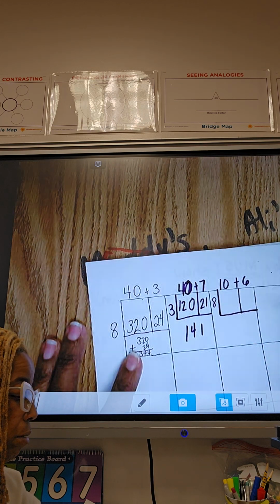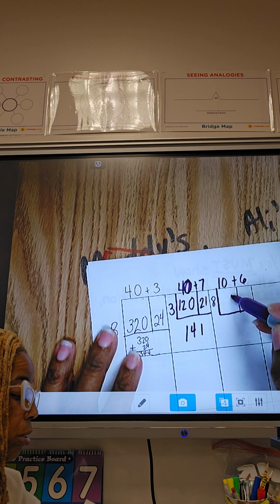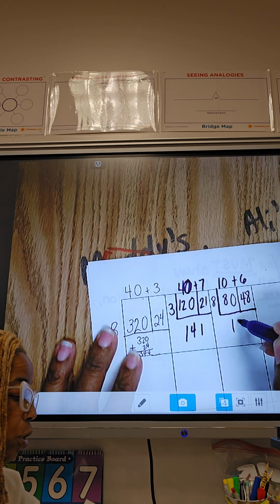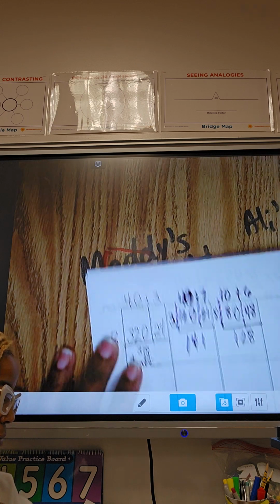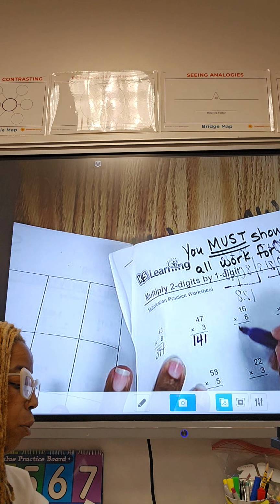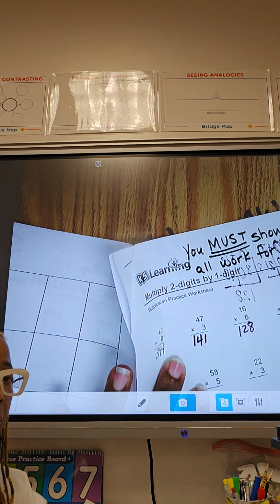Split your box. That's a 0. Bring it on down. 8 times 1 is 8. 8 times 6 is 48. 48 plus 80 is 128. So here, we're going to put 128.